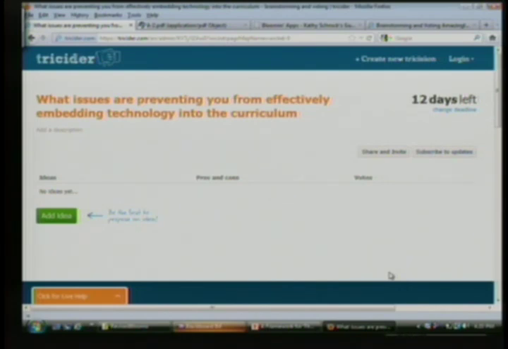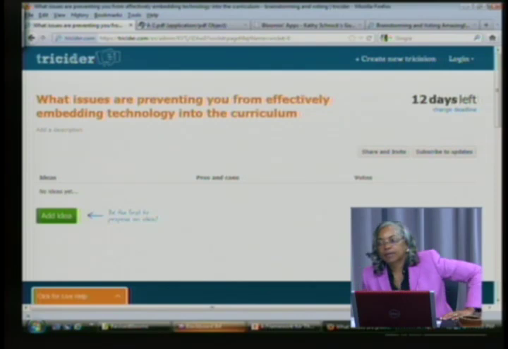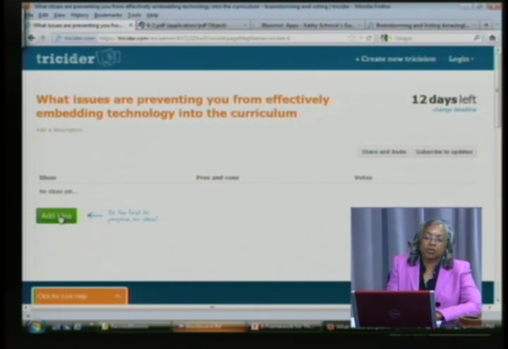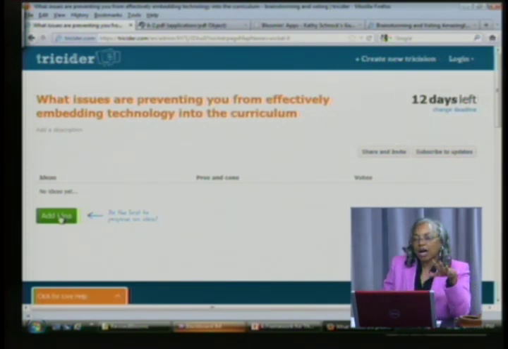With TriCiter, the teacher or student or anyone can create a question. In this case, the question is, what issues are preventing you from effectively embedding technology into your curriculum? You can add an idea. So if you wanted to respond to this question, you'd simply click on add an idea, and you would add an idea to this post. You can add as many ideas as you'd like to. Once you have all of your ideas posted, then others can come in and vote on it.